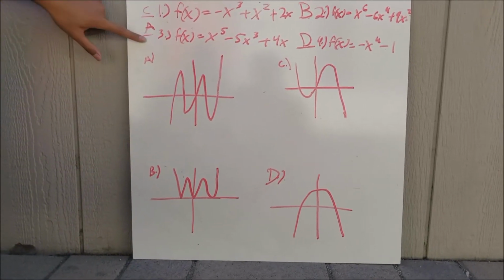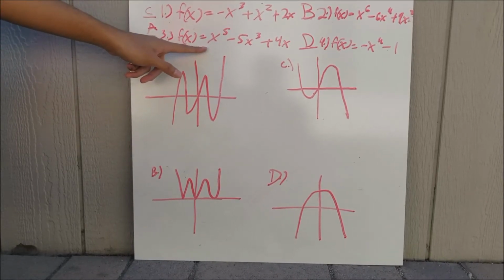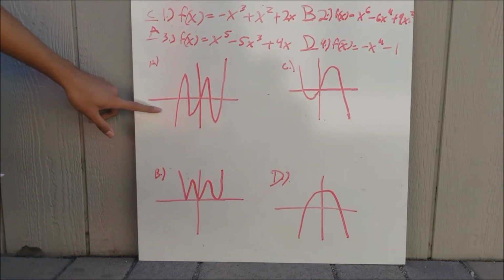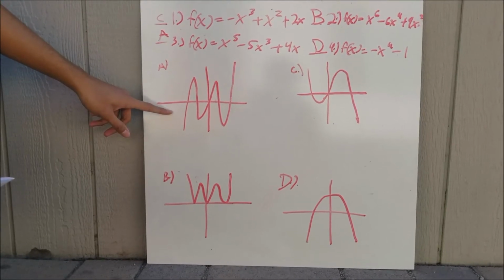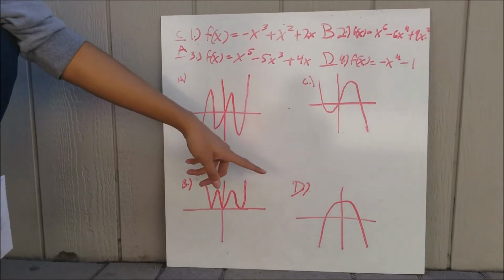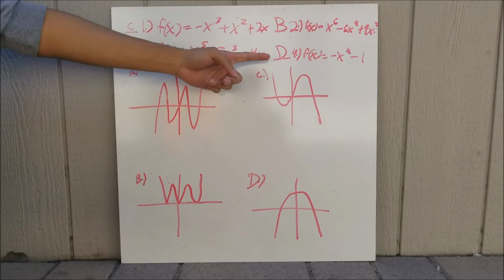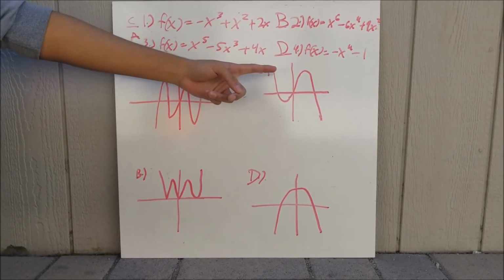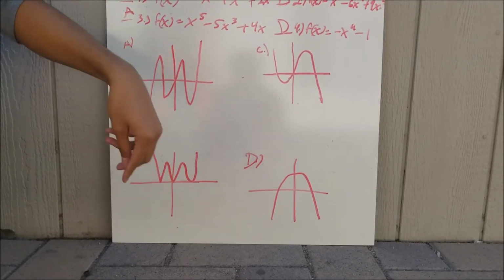And for number 3, you're looking for an odd degree that's positive, and A fits the graph because it's an odd degree, and it's not a cubic, so this one has to fit it. And for number 4, you're looking for a negative quartic because its degree is 4 and it's even, and its y-intercept is -1, and this crosses at -1.